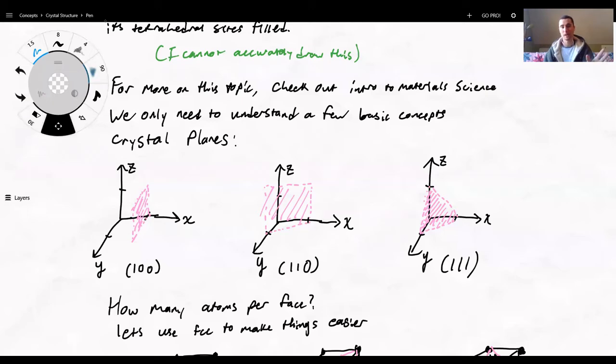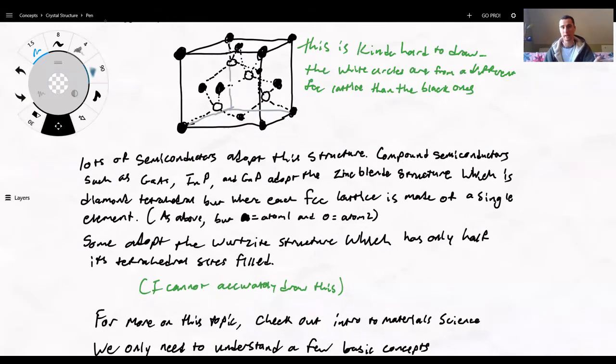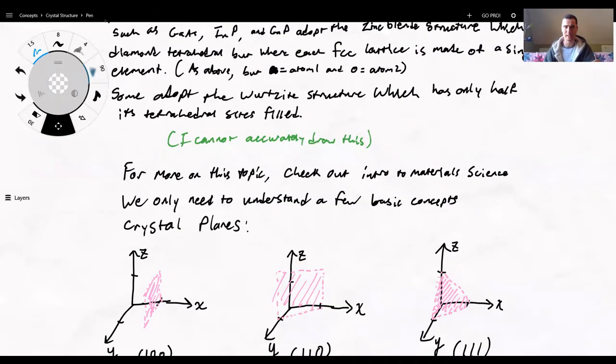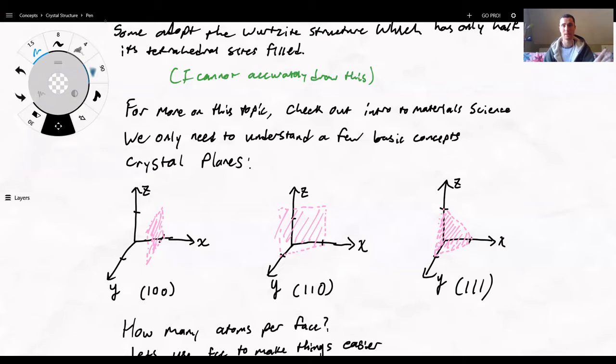So now that we understand what a crystal looks like, these different unit cells, we're going to need some basic concepts of material science. First one is crystal planes. You're going to run into a lot of notation. These are Miller indices, and what they do is they tell you what direction or what plane you're looking at in a crystal.